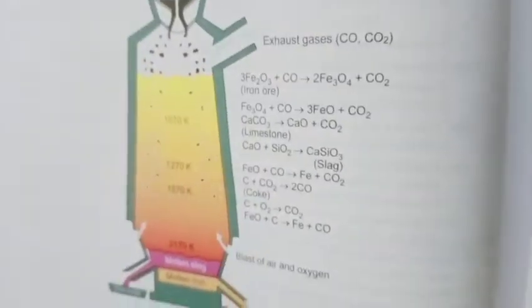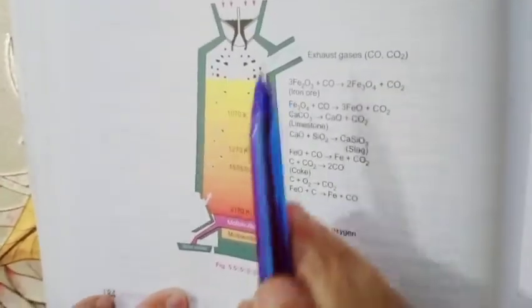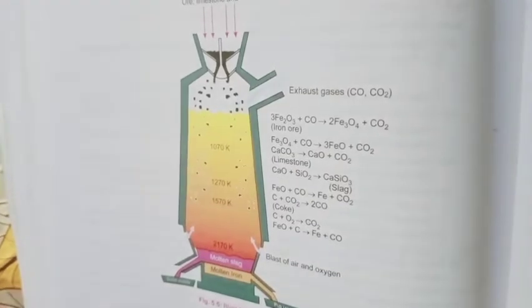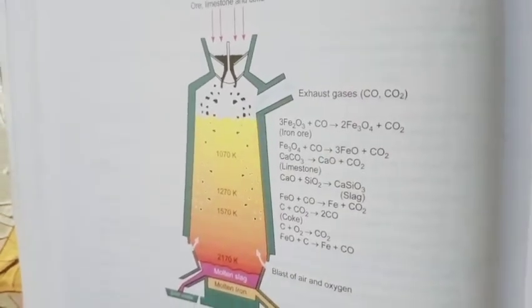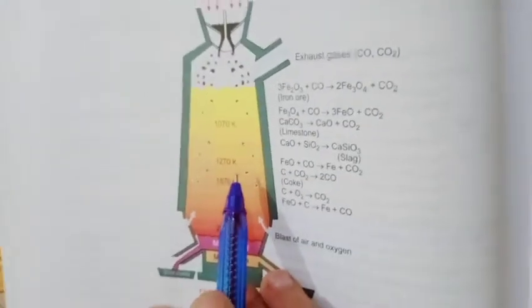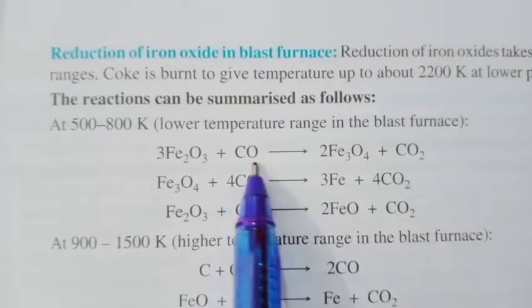And you can see here at the bottom the temperature is high, and as you move up the temperature is decreasing. Now what is the role of coke here? Coke is the main reducing agent used here. Normally the reduction is carried out either by means of carbon monoxide or with the help of carbon. When the temperature range is 500 to 800 K, basically the reducing agent is carbon monoxide.